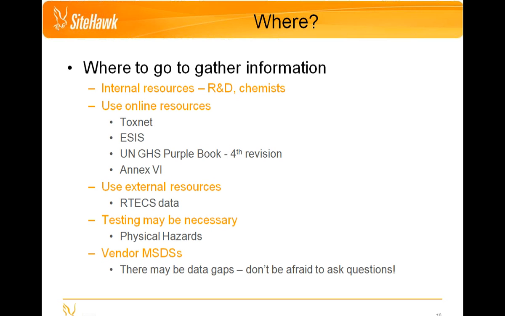You know, at this point, you may also determine that testing is necessary, specifically to determine appropriate physical hazard classifications. And then finally, the last resource is to use vendor MSDSs to determine hazards for your ingredients. This is especially important when you're using complex mixtures in your formulations. I know vendor MSDSs, a lot of times they're notorious for having data gaps or not the most accurate information, but it's still a good place to start.